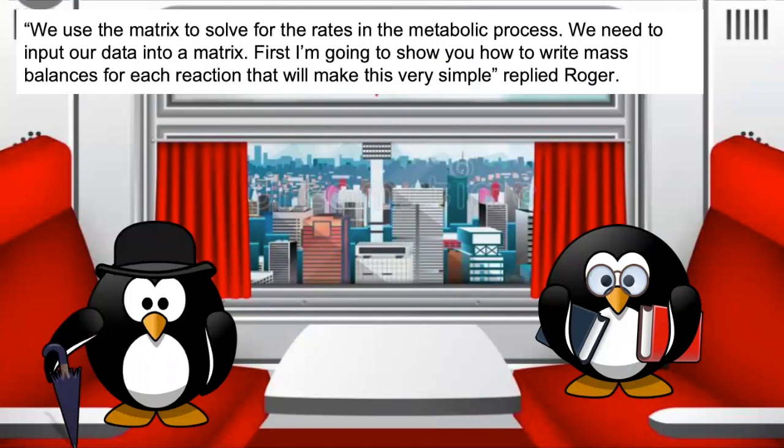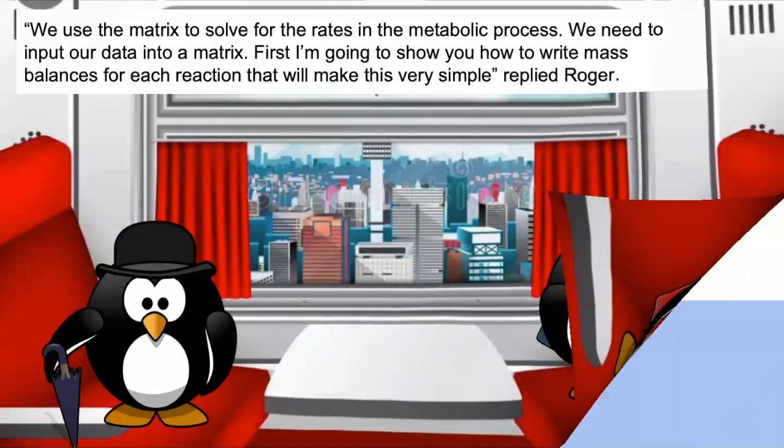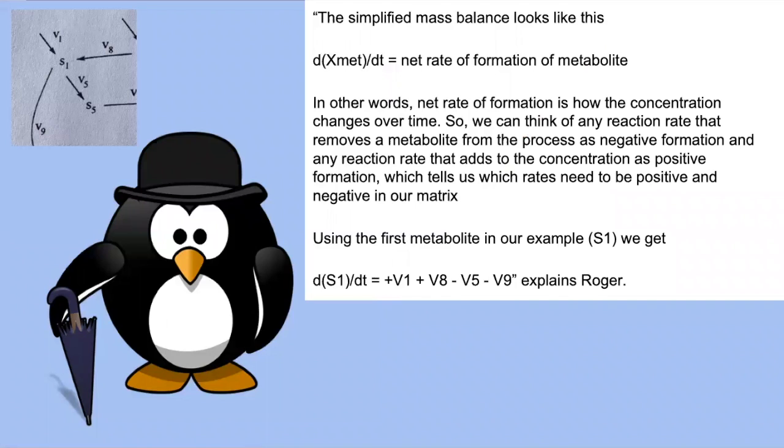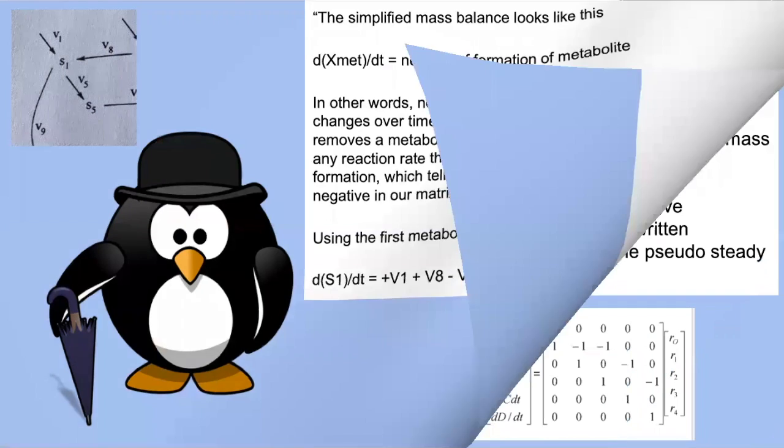We use a matrix to solve for the rates in the metabolic process. We need to input our data into a matrix. First, I'm going to show you how to write simple mass balances for each reaction that will make this very simple, replied Roger. The simplified mass balance looks like this. In other words, net rate of formation is how the concentration changes over time. So we can think of any reaction rate that removes a metabolite from the process as negative formation and any reaction rate that adds to the concentration as positive formation, which tells us which rates need to be positive and negative in our matrix. Using the first metabolite in our example, S1, we get positive V1, positive V8, negative V5, and negative V9, explains Roger.